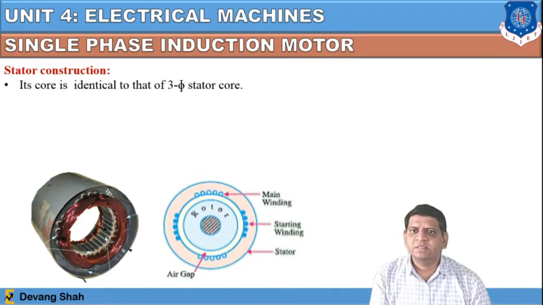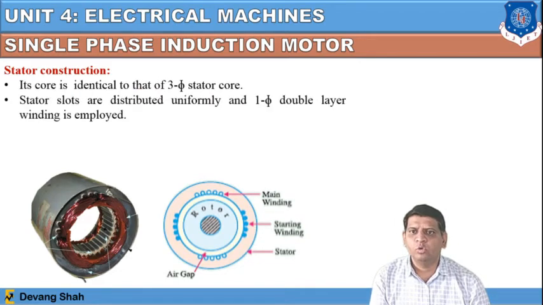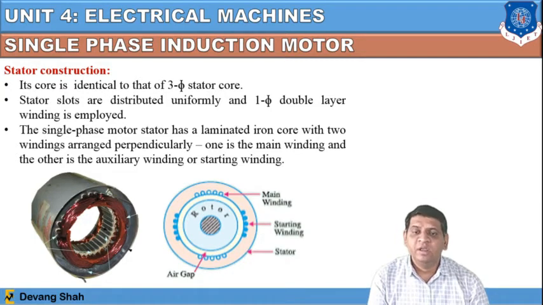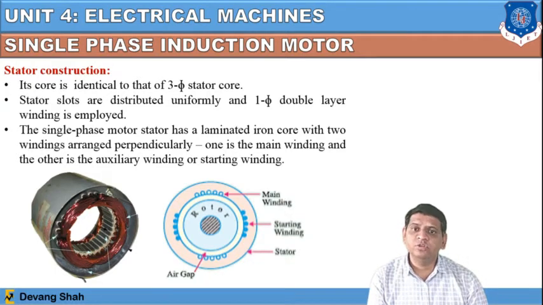Here its core is identical to a three phase stator core. The stator slots are distributed uniformly and a single phase double layer winding is employed. The single phase motor stator has a laminated iron core with two windings arranged perpendicular. Now, this is a very important part: why it employs two windings, arranged in a perpendicular manner. One is the main winding and the other we define as the auxiliary winding or starting winding.